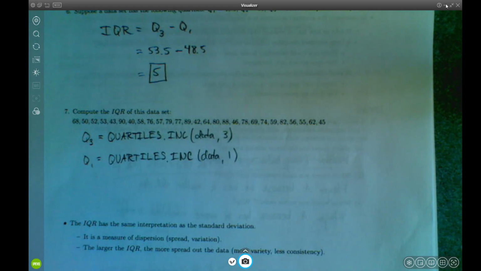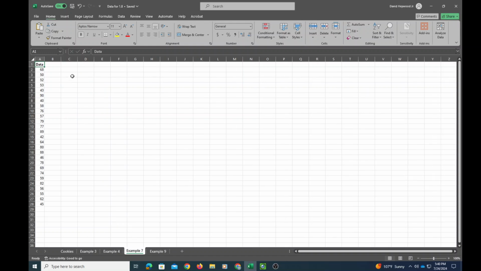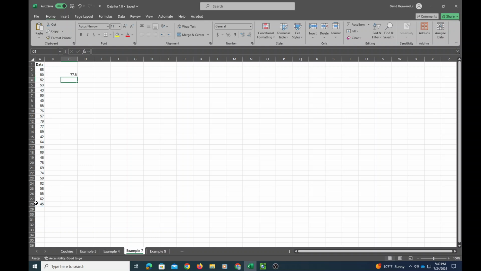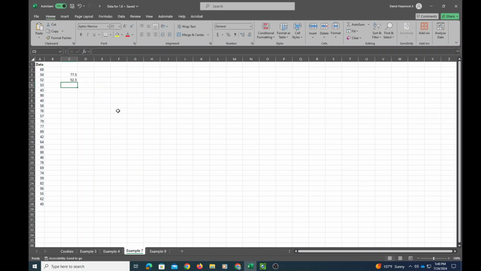This is example 7, so we'll try to find that in Excel. Okay, so we've got example 7 here. For the third quartile, I'm going to say equals quartile. Oh, so it doesn't have an S, it's just quartile. That's fine. Quartile of my data set. I want the third quartile. And then for the first quartile, I'll select my data set and then say comma 1 for the first quartile. And there we go. So 77.5 and 52.5.